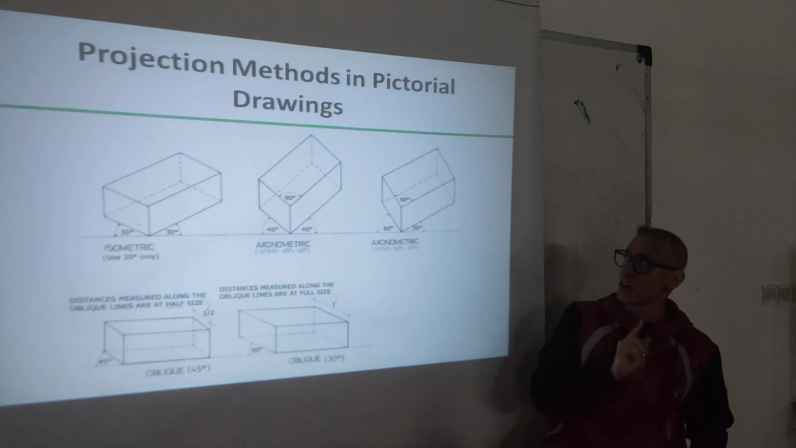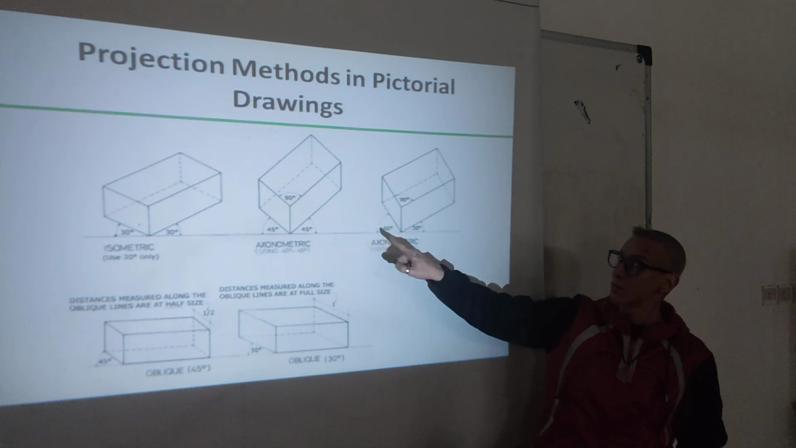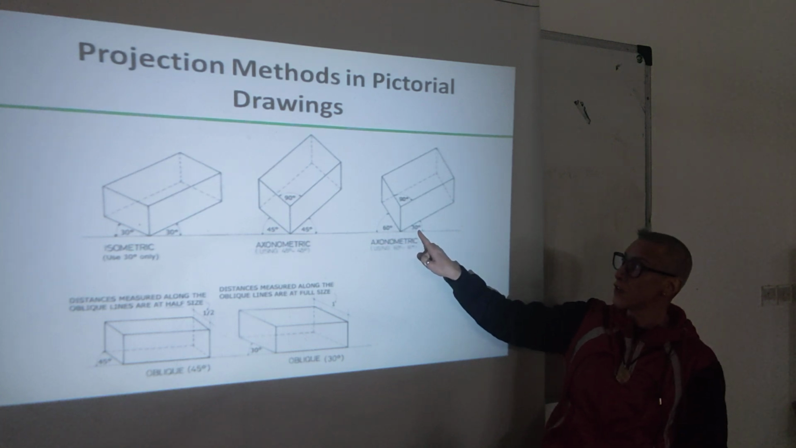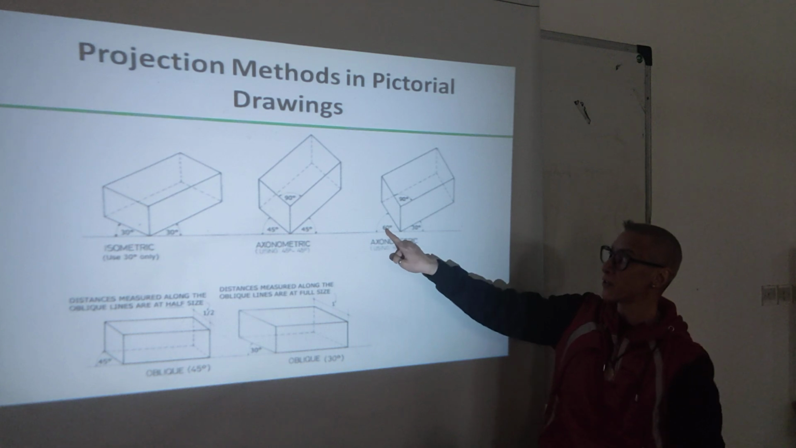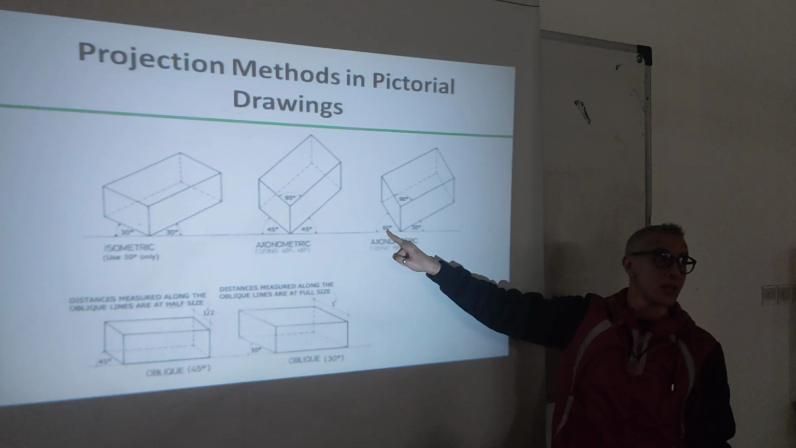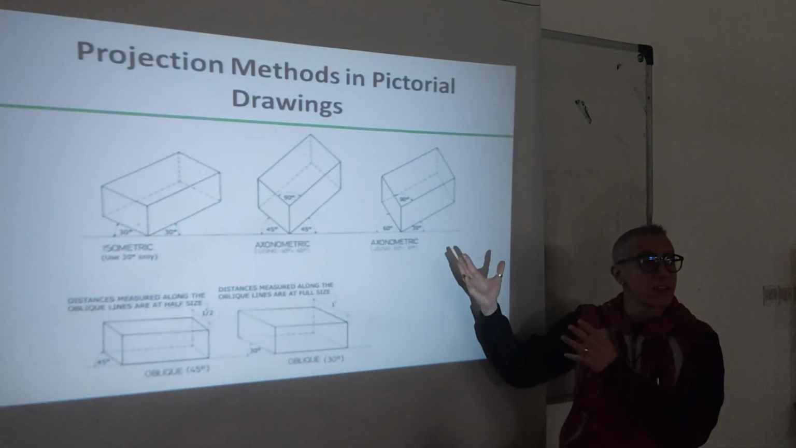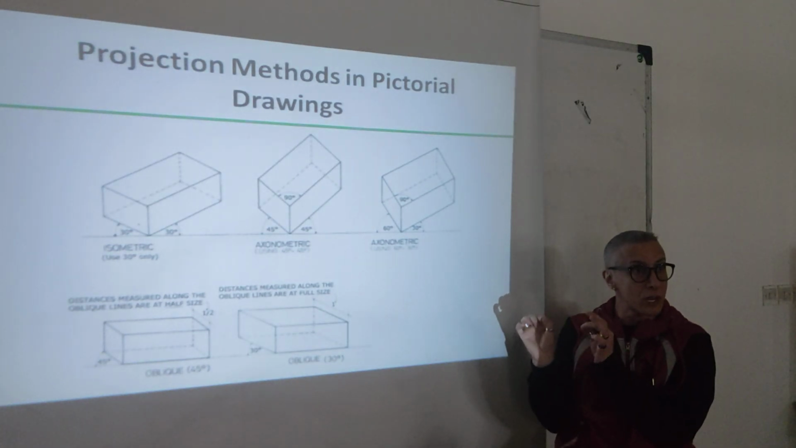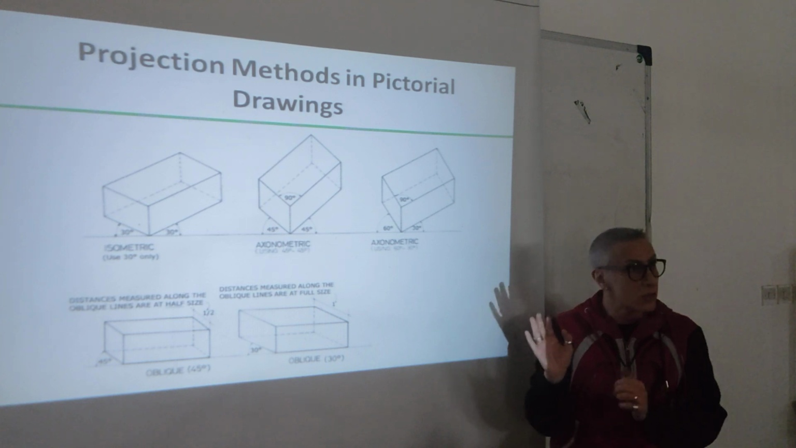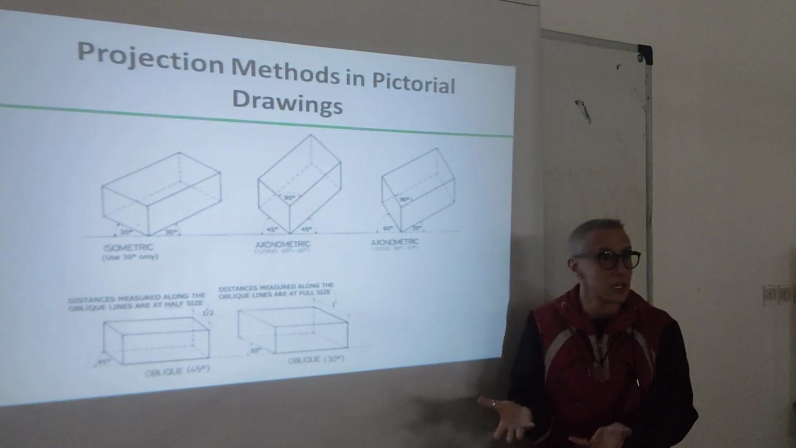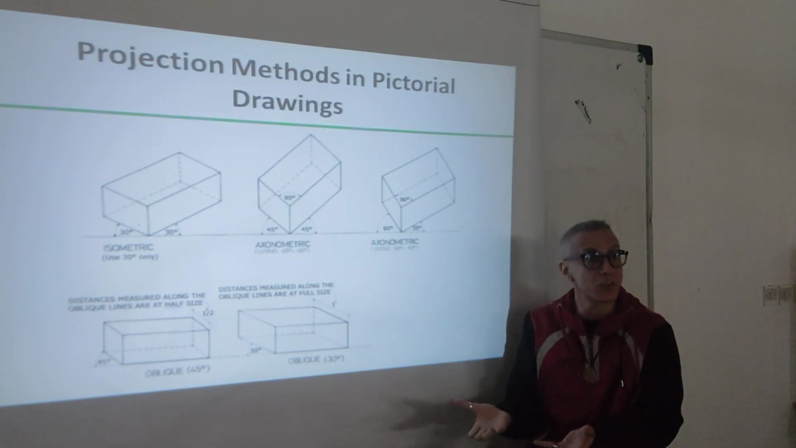Now here we have another one, similar, but at 30 degrees. So this one, the whole is tilted from here 30, from here 60. So again, it depends on what your need is for a specific drawing. All of these can be used in engineering drawing as a pictorial to express the ideas more clearly.